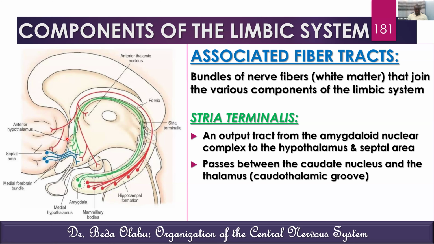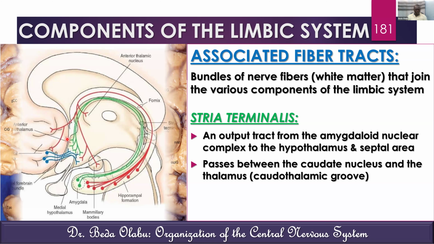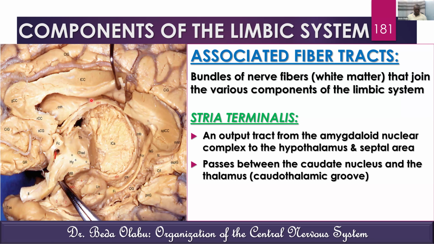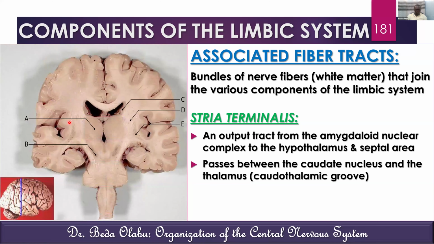Usually the stria terminalis will pass between the caudate nucleus and the thalamus within a groove. We call that groove the caudothalamic groove. Maybe we're not seeing the caudate nicely there. But this is a gross anatomy image. We can see the caudate nucleus there, and this is the thalamus. So this is the stria terminalis. In this image, this is the thalamus and this is the caudate, the body. So the stria terminalis is located in this gap, where the dots are.